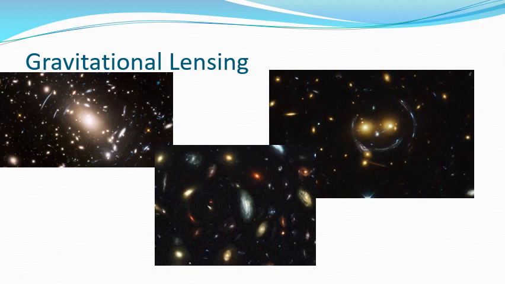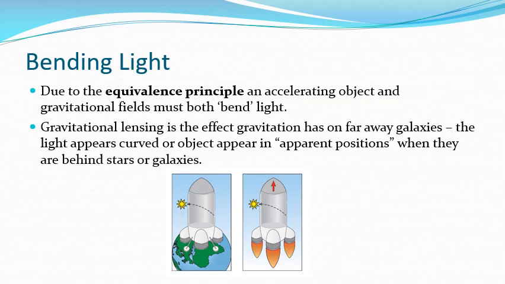In the class, you can kind of model this a bit. If you cut the bottom off a wine glass goblet and then put that over a dot, you would see this kind of ring effect. So it's acting a bit like a lens, but it's a gravitational lens. So we explain this because the equivalence principle says acceleration and gravity are both going to bend the light. And so this has an impact on where we think stars or galaxies are when they're actually behind other stars or galaxies. So they appear in their apparent positions.